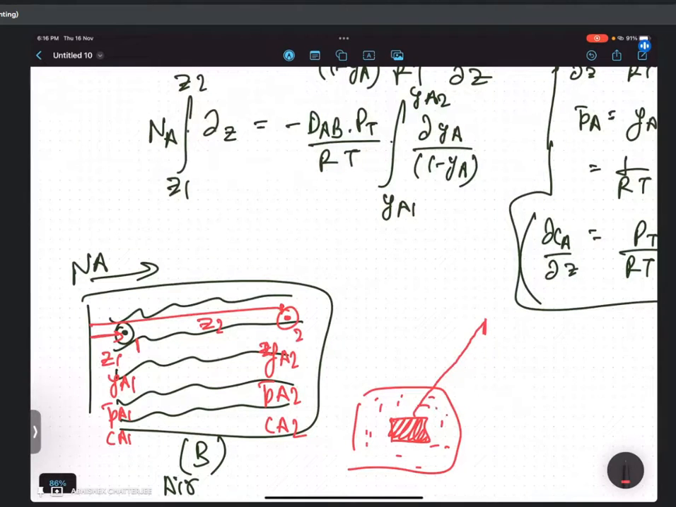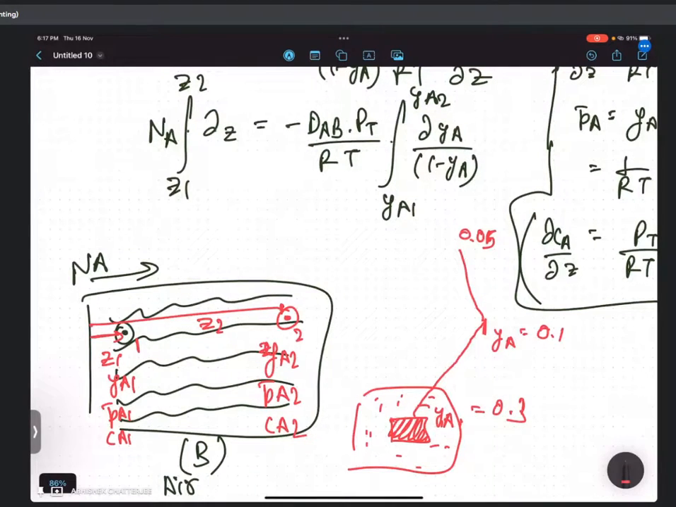Getting it? Suppose here your Ya1 is equal to 0.3. If you go on increasing the distance, here your Ya will be equal to 0.1. Suppose you go even further away, the mole fraction will become, let it be, 0.05. So as we travel far from the point where the vapors are originating, your mole fraction as well as the partial pressure as well as the concentration, everything will go on decreasing.